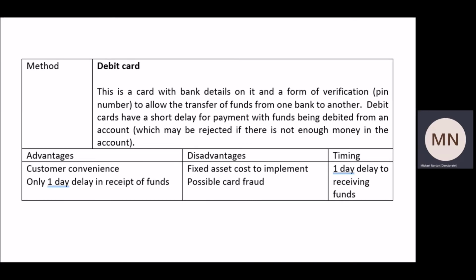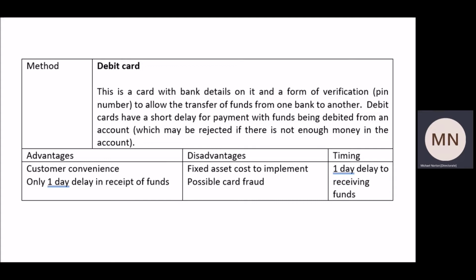Right, so debit cards then. This is a card. It's got bank details on. You'll have debit cards, and there's a PIN number to protect it, and it allows the transfer of funds from one bank to another. It's called a debit card because it's a debit on the bank statement, so from the bank's point of view, even though it's money coming out, it'll be a credit from the cash book's point of view.